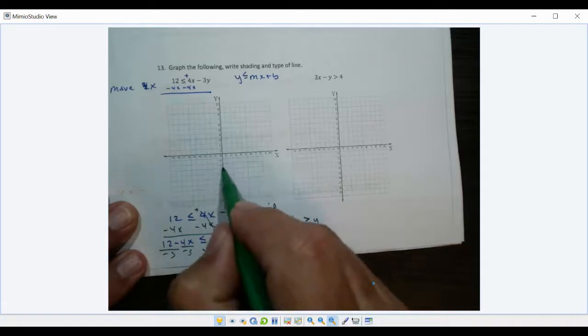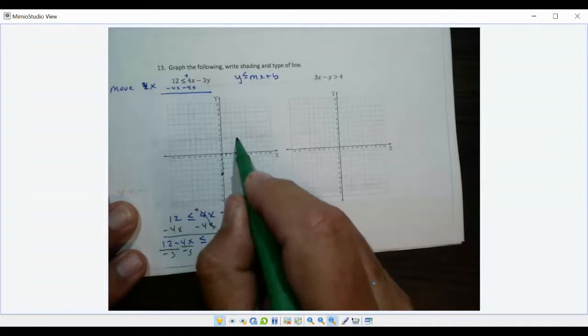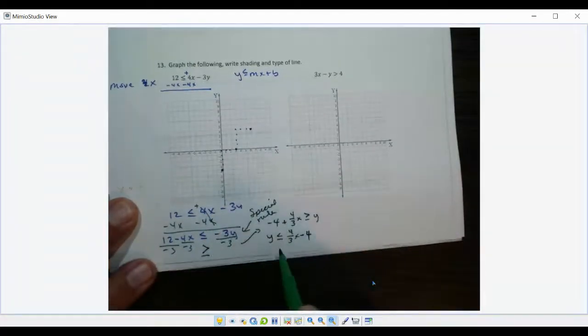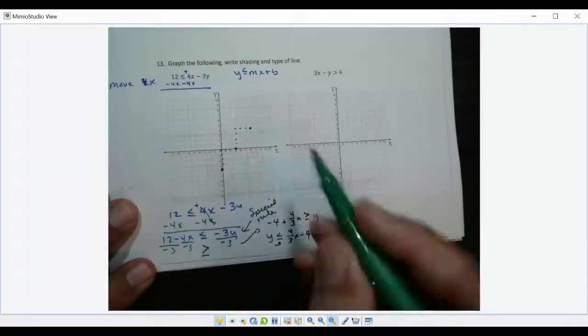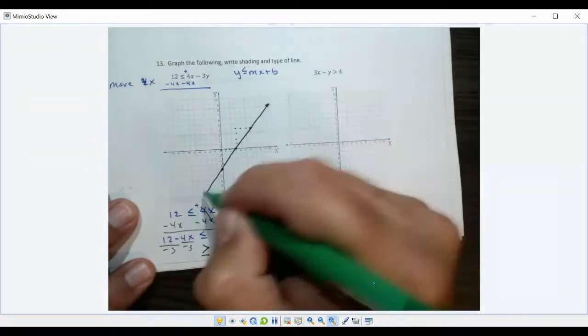So I go up 4. 1, 2, 3, 4. 1, 2, 3, put a dot. Again, 1, 2, 3, 4. 1, 2, 3, put a dot. All right, is my line going to be a solid line or a dashed line? Well, hopefully if you see that little bar there, that means equal to. And then we're going to draw our line, a solid line like this.